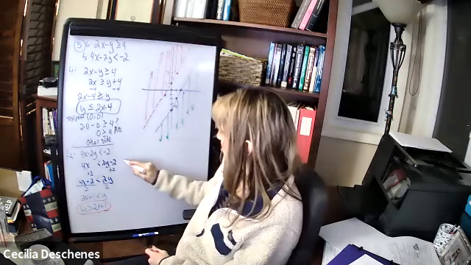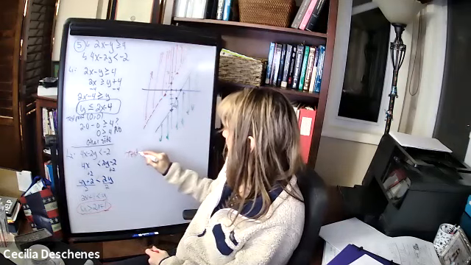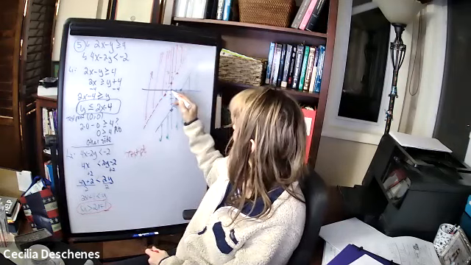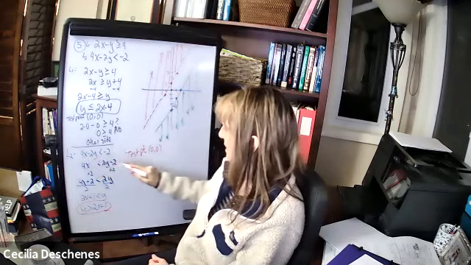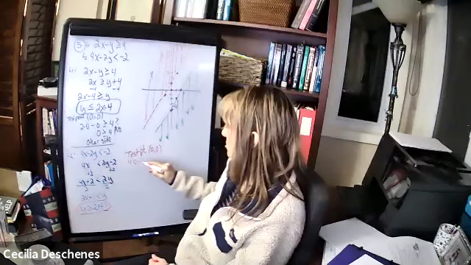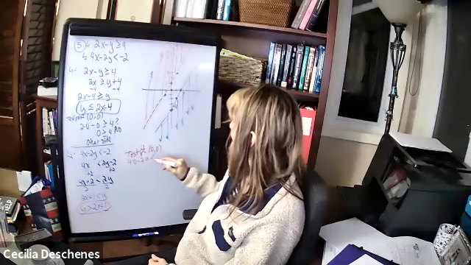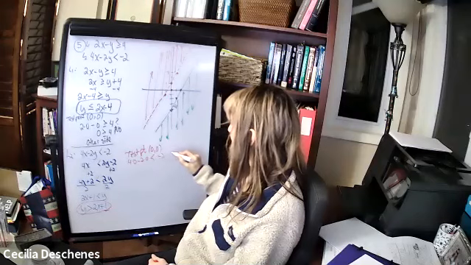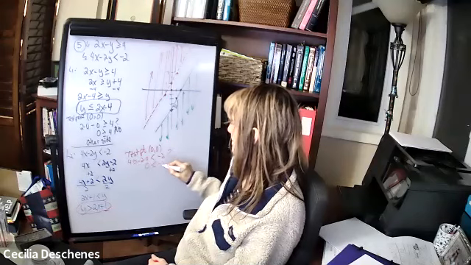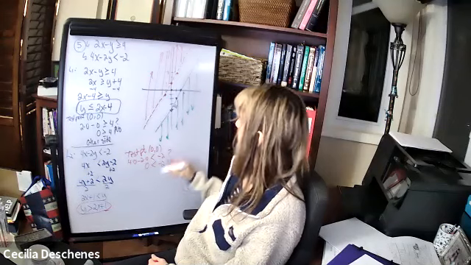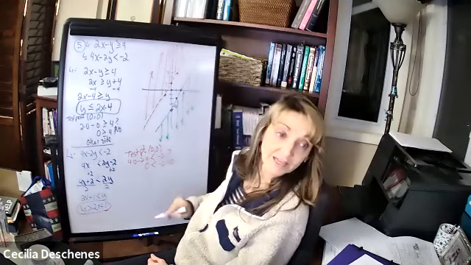And so we can also do a test point. And it looks like we can still use that same origin (0, 0) point. So we're going to put that in, and we have 4 times 0 minus 2 times 0. Is that less than -2? Well, that's just 0. And is 0 less than -2? No. So we want to shade above the line.